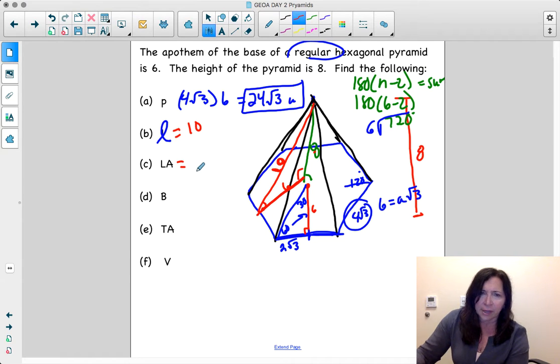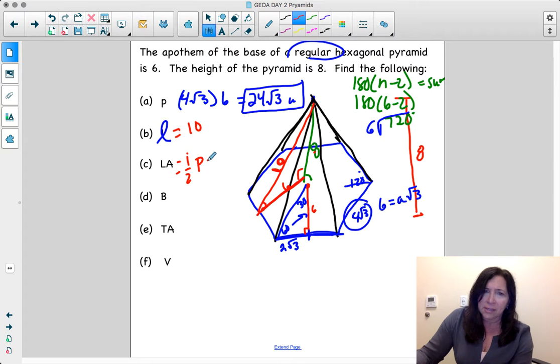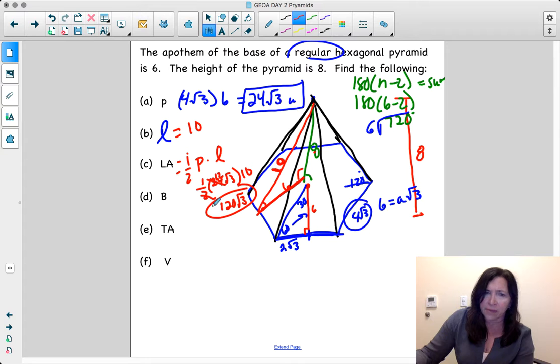My lateral area is my perimeter times, or 1/2, let me rewrite that. My lateral area is 1/2 the perimeter of one base, which I only have one, times my slant height. So my lateral area is going to be 1/2 my perimeter, which is 24 root 3, times my slant height, which is 10. So 2 goes into 24, 12. 12 times 10 is 120, and then you have root 3. And so that is my lateral area.